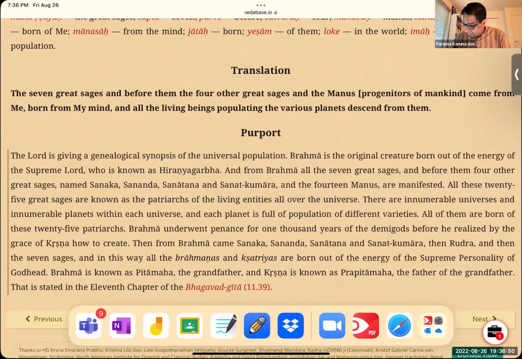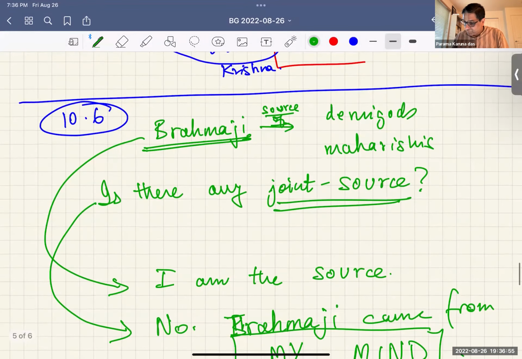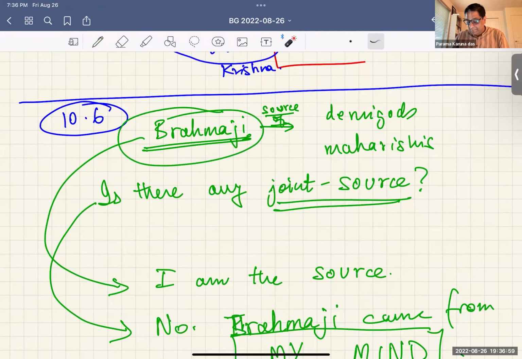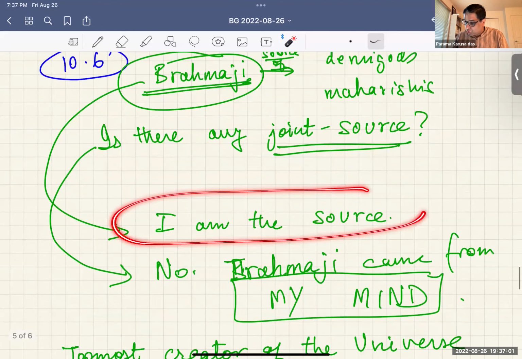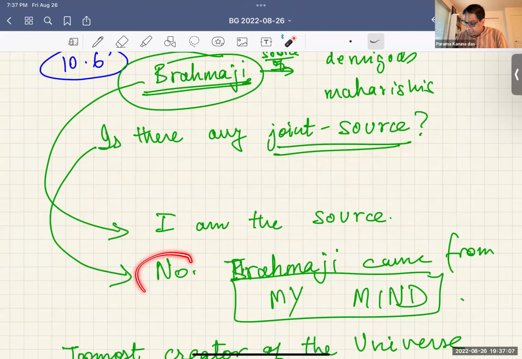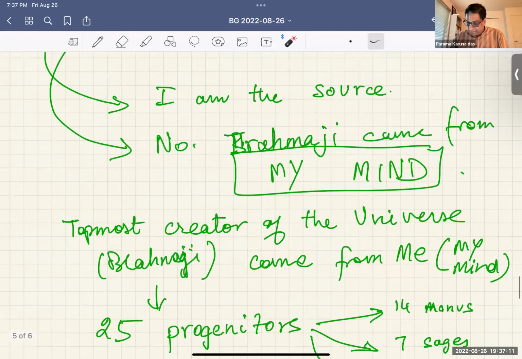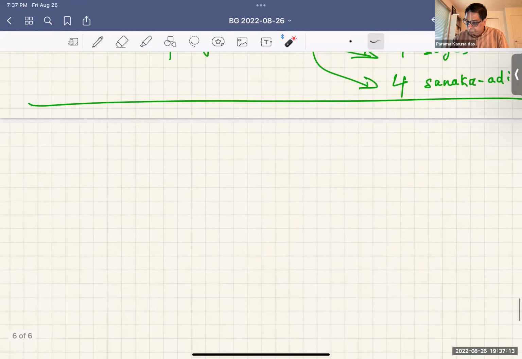All right, so these questions have been answered. Brahmaji is the source. Yes, Brahmaji is the source, but I am the source of Brahma. And is there any joint source? The answer is no. Brahmaji came from my mind. So that is being answered here. Okay.